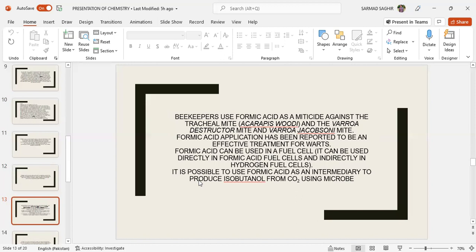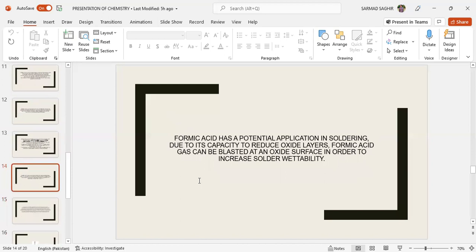Formic acid can be used in a fuel cell. It can be used directly in formic acid fuel cells and indirectly in hydrogen fuel cells. It is possible to use formic acid as an intermediary to produce isobutanol from carbon dioxide using microbes. Formic acid has a potential application in soldering. Due to its capacity to reduce oxide layers, formic acid gas can be blasted at an oxide surface in order to increase solder workability.